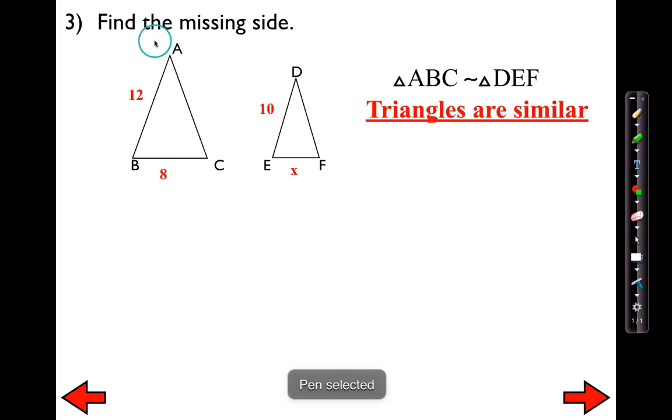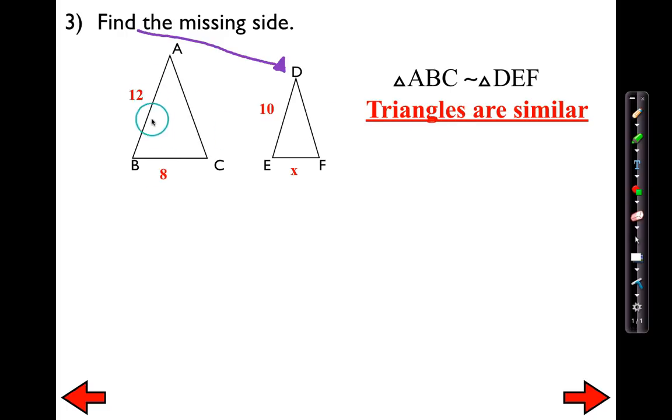Please keep in mind that it's going to be best to move towards the direction of the variable. So for that reason, I'm going to go from the larger triangle to the smaller triangle. Now, keeping in mind, since the shape is getting smaller, I'm going to anticipate the scale factor being less than 1. So keep that in mind.